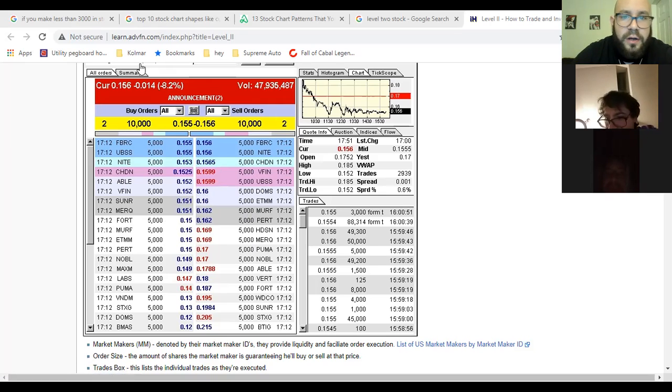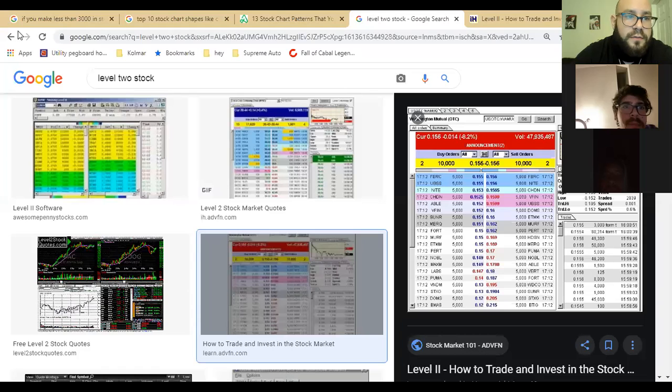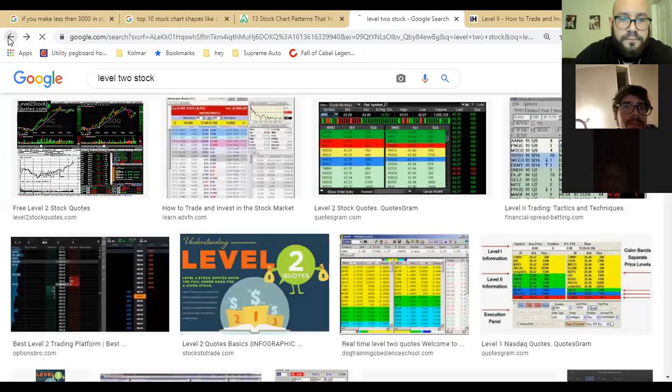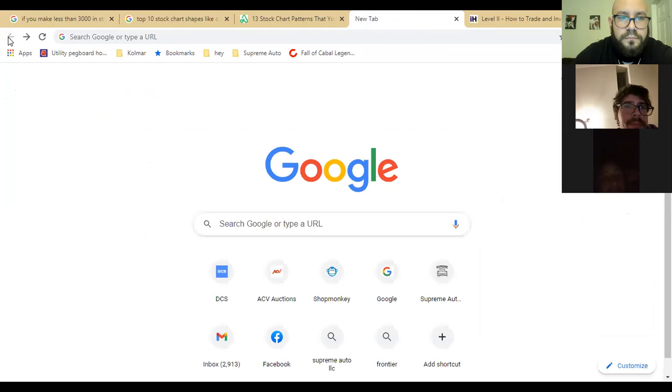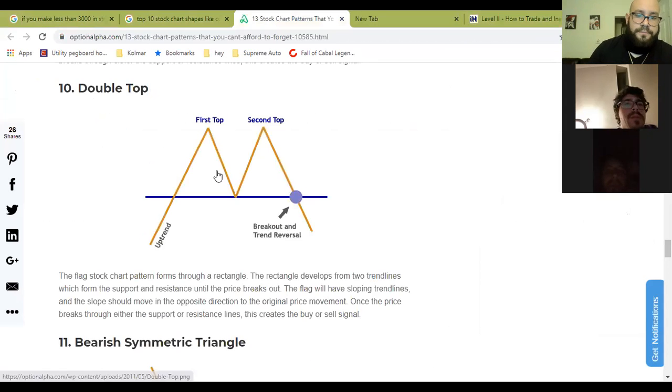And on the level 2, where I was talking about previously, yeah, in the level 2, you would see that the ask would stack up right over here, preventing it from continuing to go up. That would stop the momentum, and then it'll come back down.